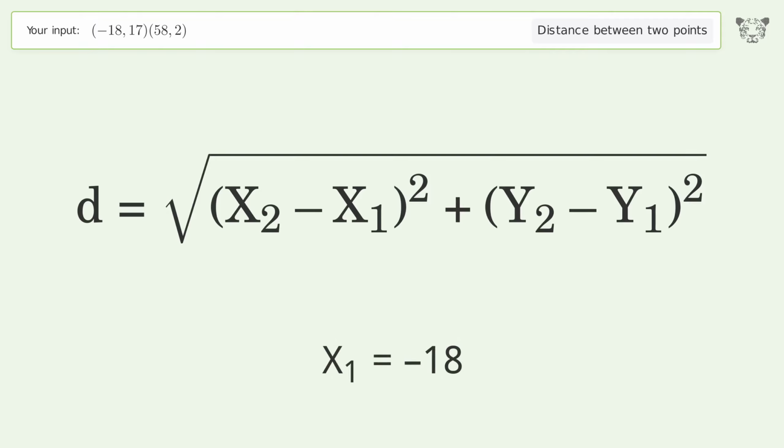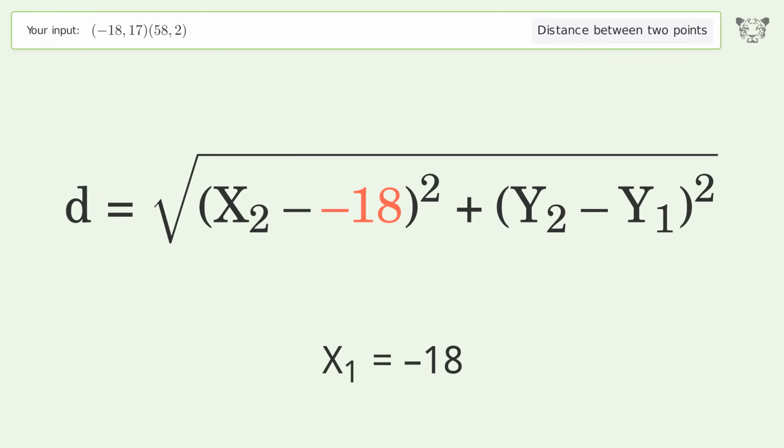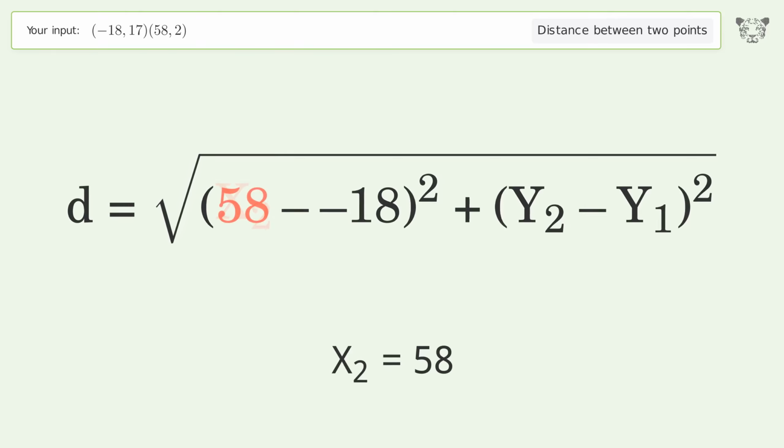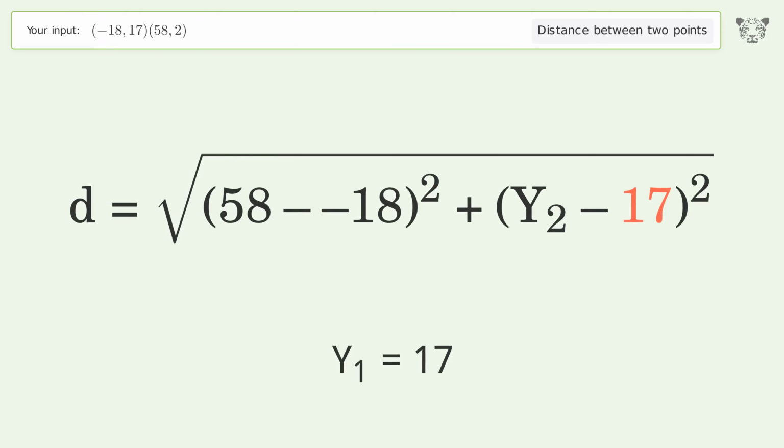x1 equals -18. x2 equals 58. y1 equals 17. y2 equals 2.